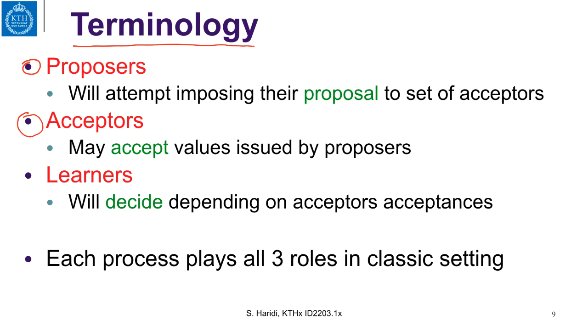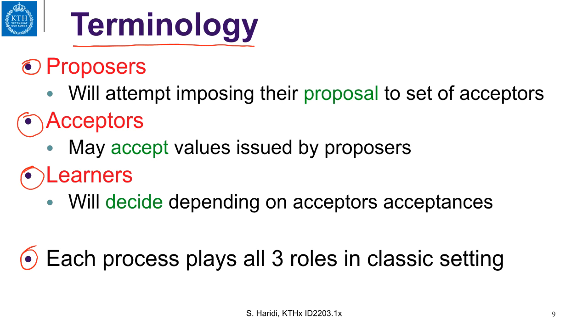And then you have learners. Learners are those who learn the decision of a proposal. And they will decide depending on what the acceptor set has accepted. So these are actually roles. They are not processes. And each process in the normal setting that we presented for all the algorithms in this course will play all three roles. So a process in our algorithm will be a proposer, an acceptor, and a learner.